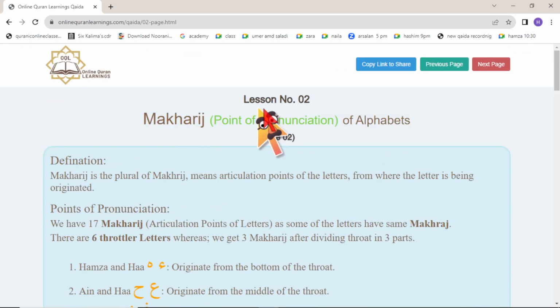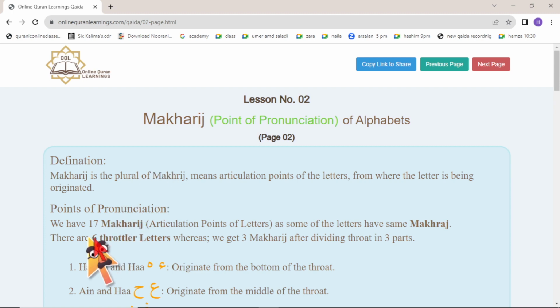Today we learn lesson number 2, which is Makharij of alphabets. Makharij means point of pronunciation. First we'll define the word Makharij. Makharij is the plural of Makhrij, which means articulation points of the letter, meaning from where the letter is being originated or pronounced. So, points of pronunciation.